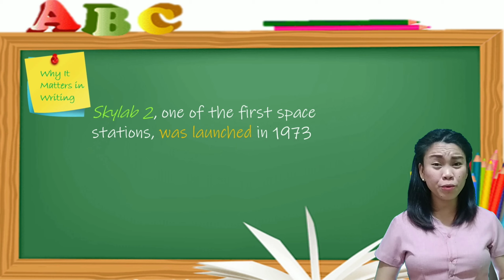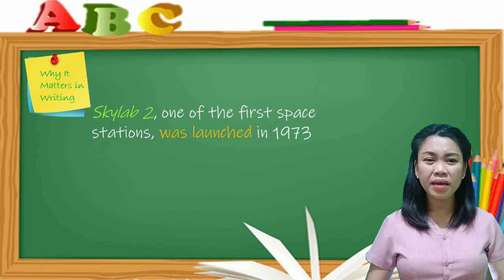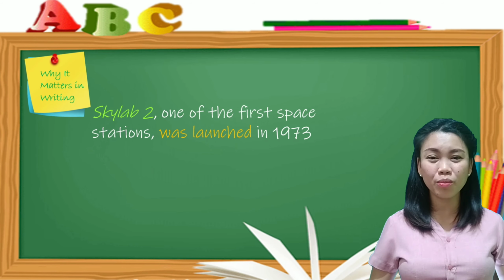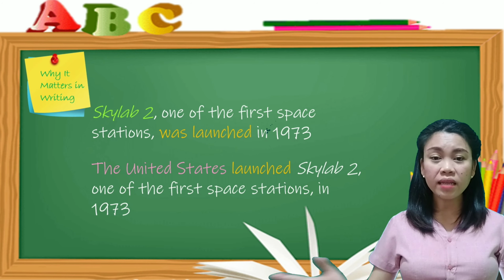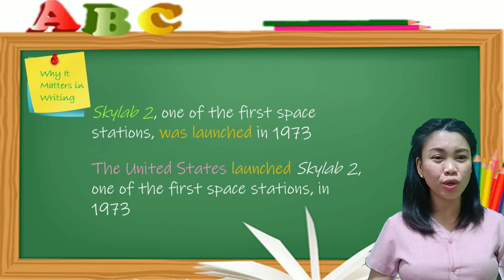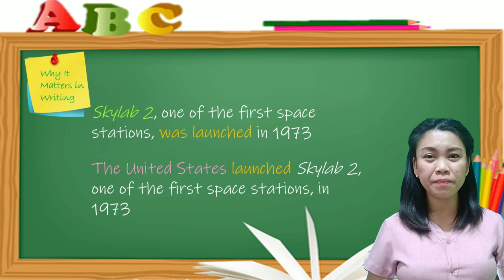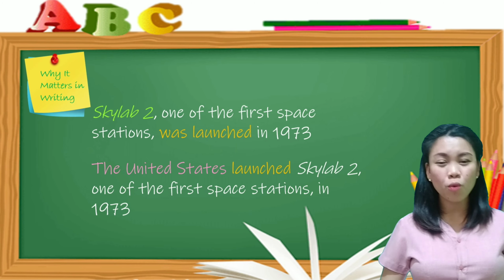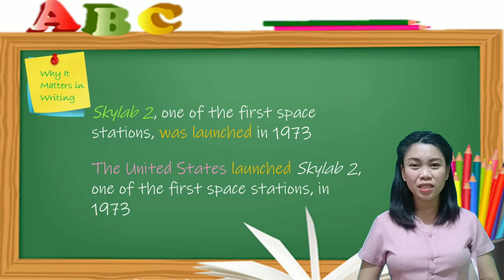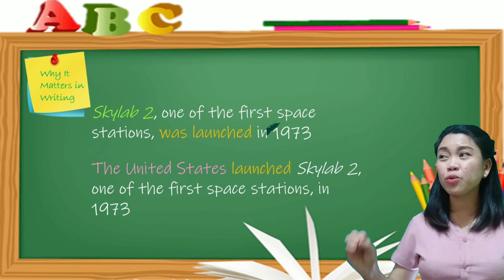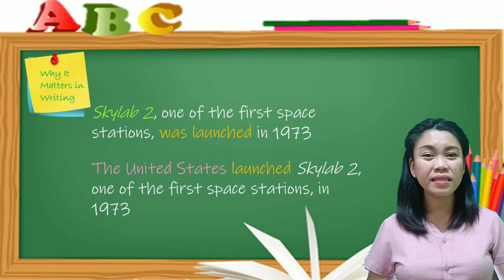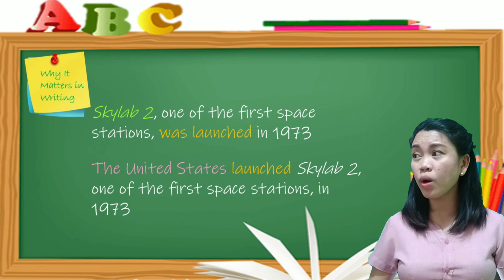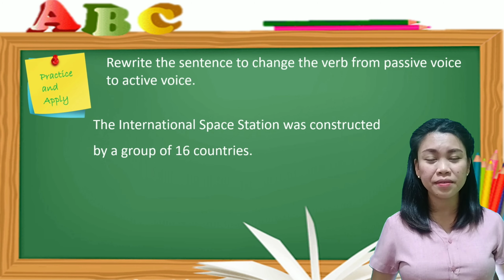Now take note that if we use passive voice too often, it can make our writing vague and lifeless. Let's take, for example, these two sentences on the board. Sentence number one, Skylab 2, one of the first space stations, was launched in 1973. Sentence number two, the United States launched Skylab 2, one of the first space stations, in 1973. Which between the two sentences has a clearer meaning? That's right. The second one is easier to understand.